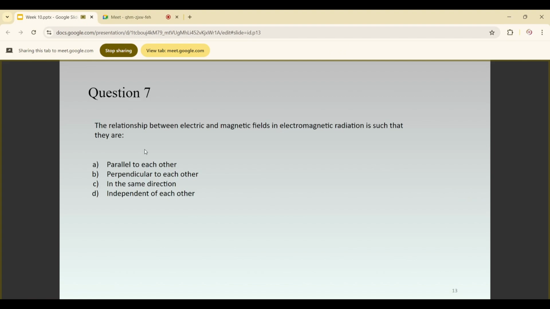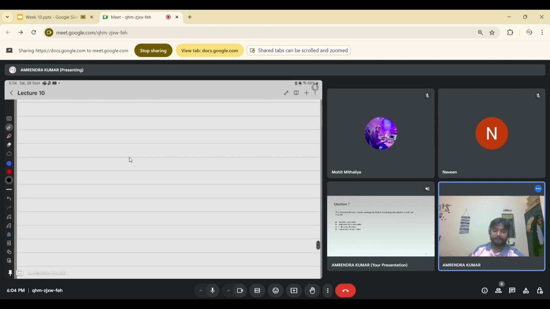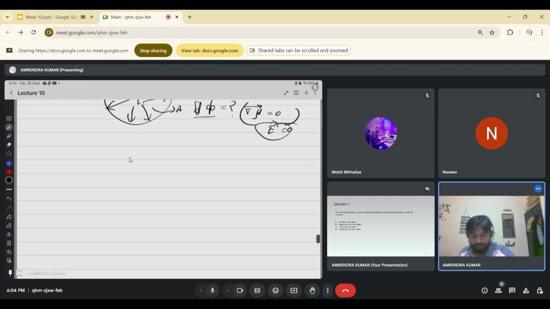The relationship between electric field and magnetic field in electromagnetic radiation is such that they are parallel to each other, or they are perpendicular to each other. So let us write this down. As I told you in the graph, you have an electromagnetic field. First, let us make the coordinate system. So we have this x, y, and z. This is the x, this is the y.